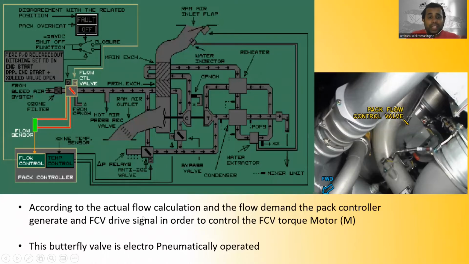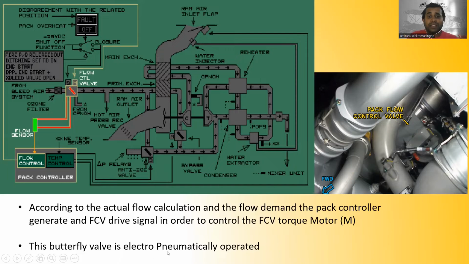According to the actual flow calculation and the flow demand, the pack controller generates a flow control valve drive signal in order to control the flow control valve torque motor. You can see this one generates a signal to the flow control valve torque motor. This signal is a drive signal.